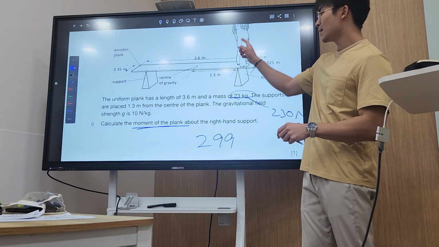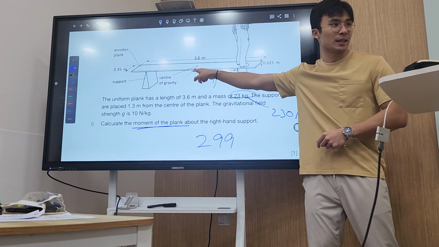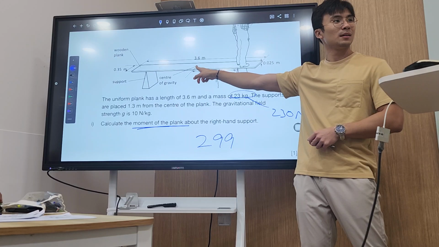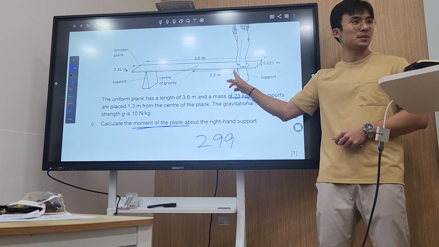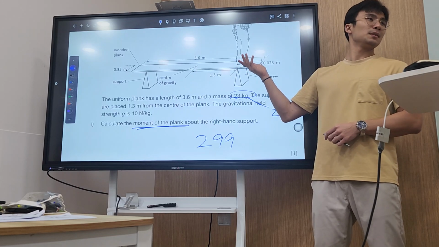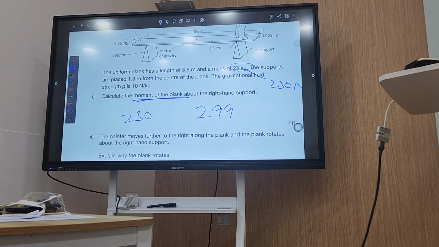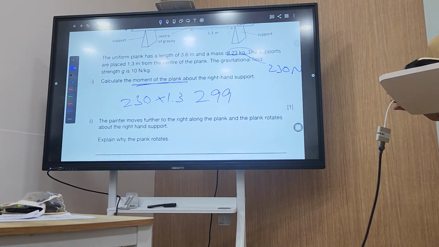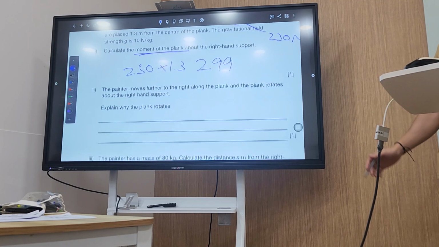Not this one. Moment of the plank is the plank. The plank's weight, not the fella's weight. It's your plank's weight of 230 acting 1.3 meters away from the support. That's all. So moment, force times distance. 230 times 1.3. Are we okay? Yeah.